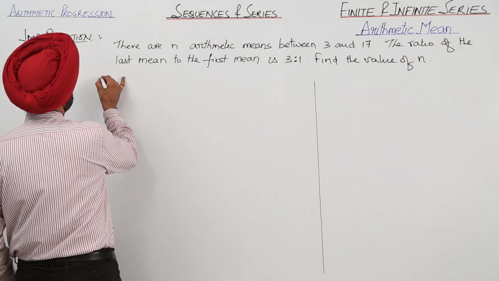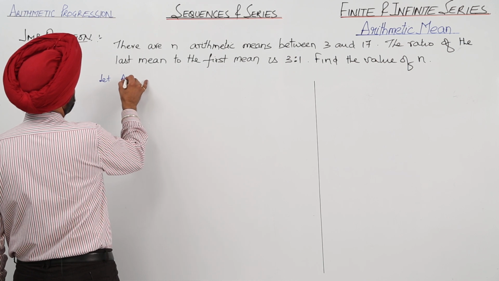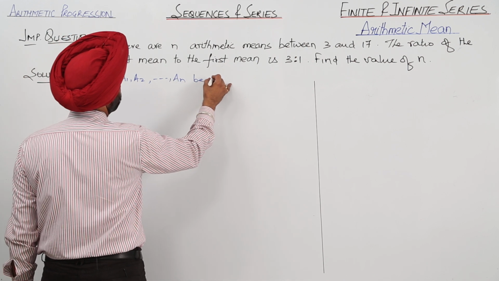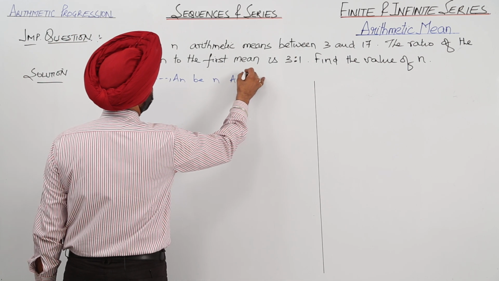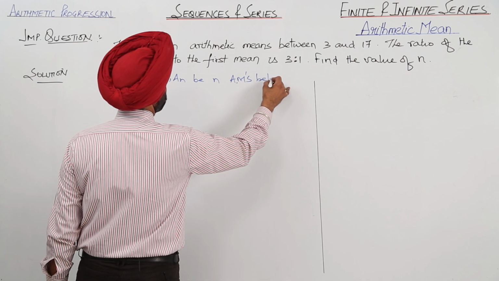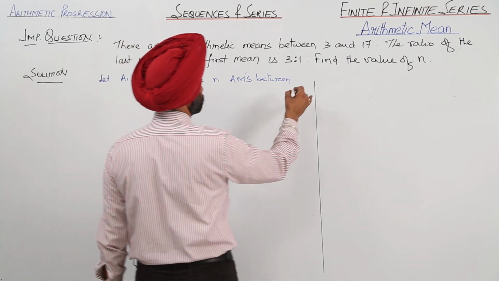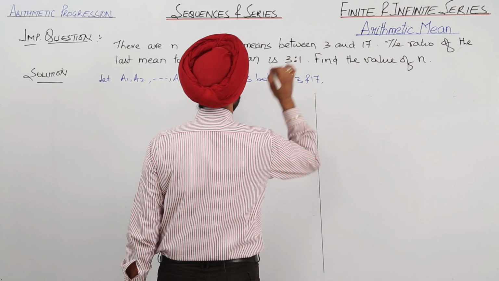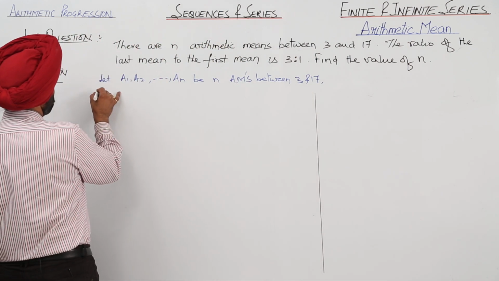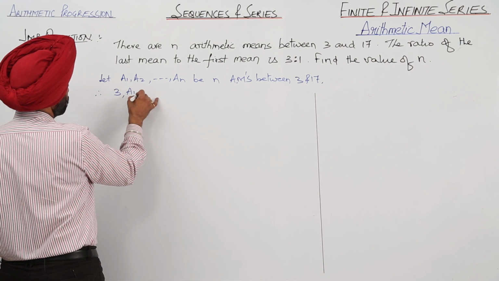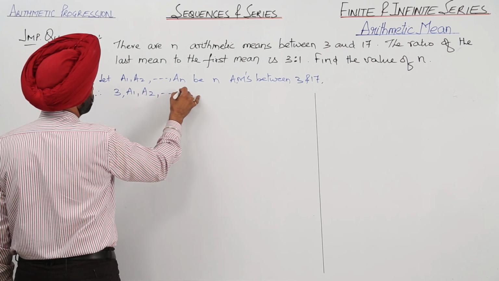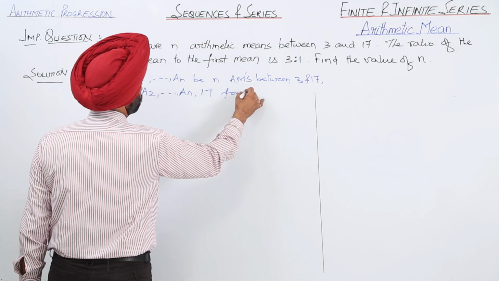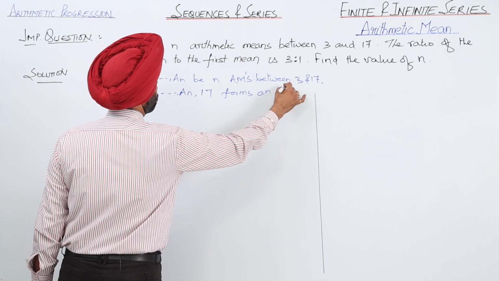Now, let A1, A2, ..., An be n arithmetic means between 3 and 17. Therefore, 3, A1, A2, ..., An and 17 forms an AP.